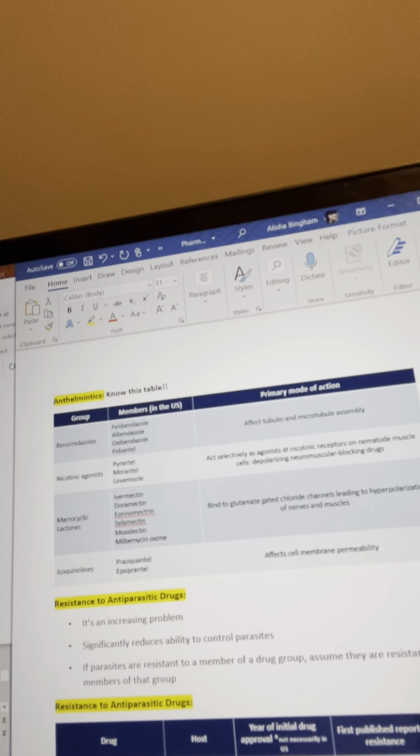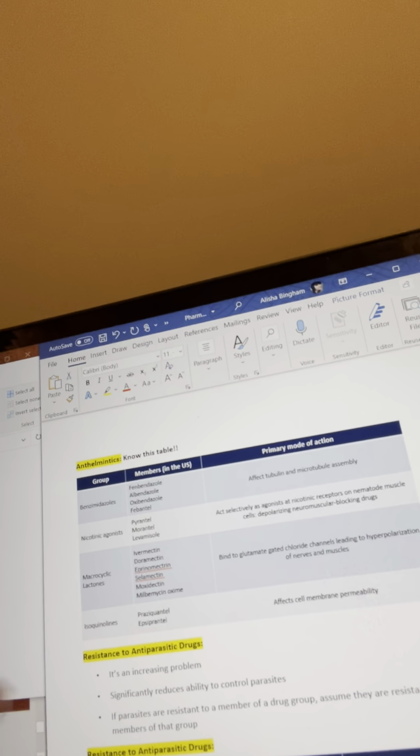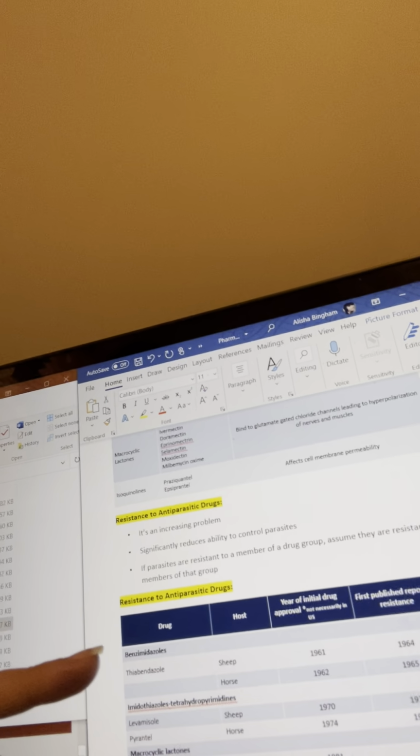And then he went over our primary mode of action for all of these as well. And then he didn't get this far, I don't think. And then he'll go over that in more detail there. And then that was it, guys.